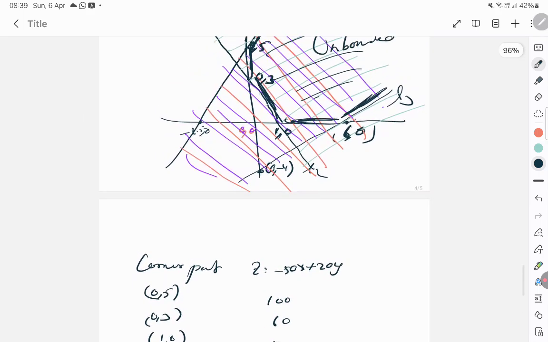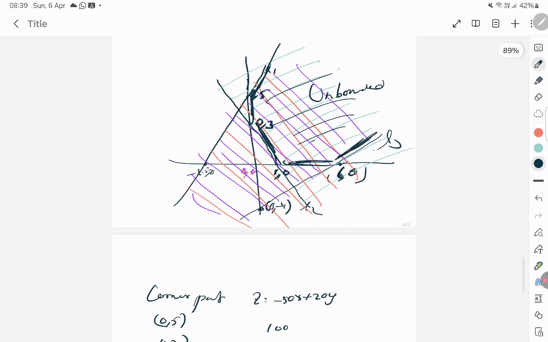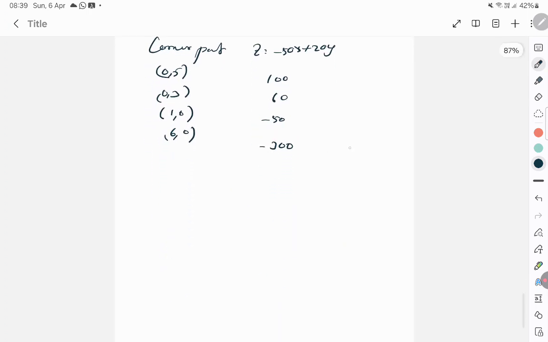You should know that in unbounded regions they'll only have a minimum, because it goes till the sky, infinity. So it will only have minima. So therefore only minima exist, and which will be the minima? Minus 300. This is a minimum.